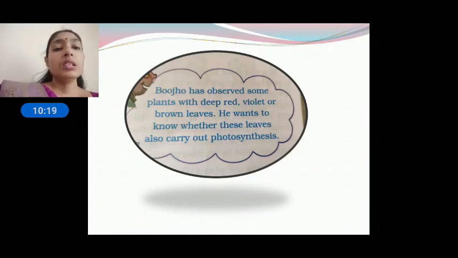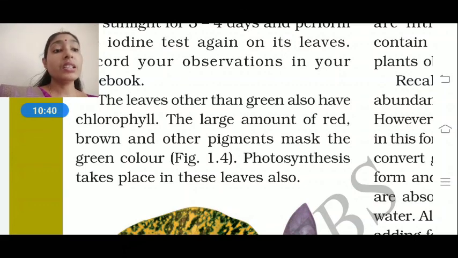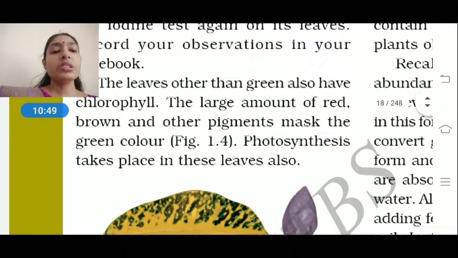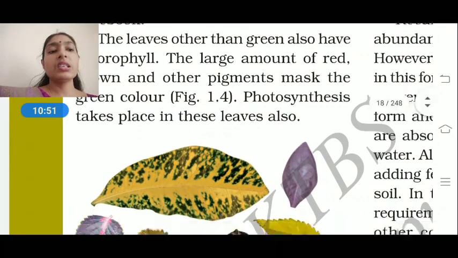Now see, in your textbook it is like that, Bhoju is there. Bhoju has observed some plants are deep red or violet or brown in color, but he is wondering whether photosynthesis happens or not. We will see your text. The leaves other than green also have chlorophyll. A large amount of red, brown and other pigments mask the green color. Photosynthesis takes place in these leaves also.